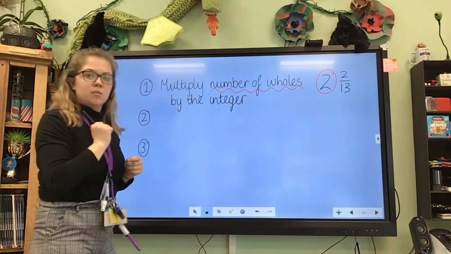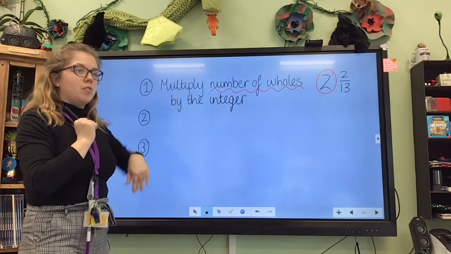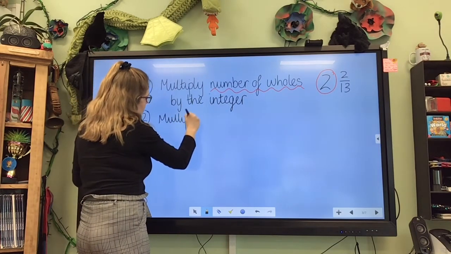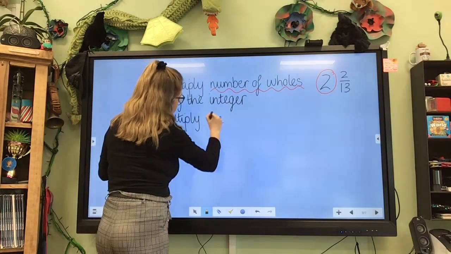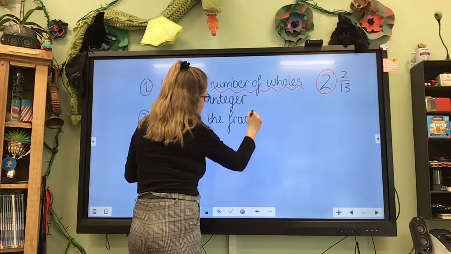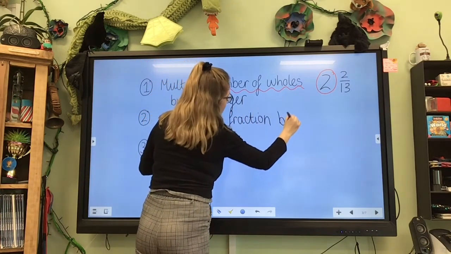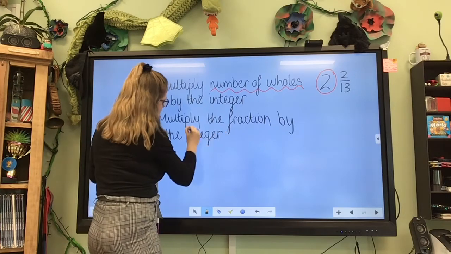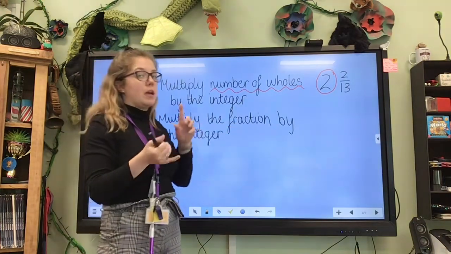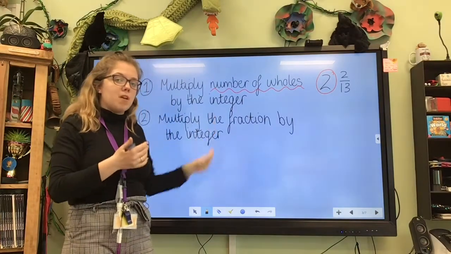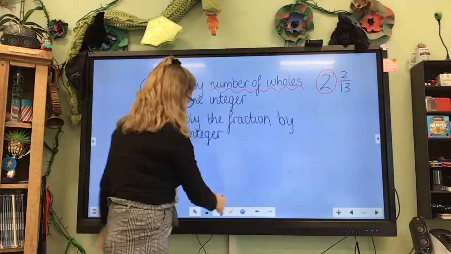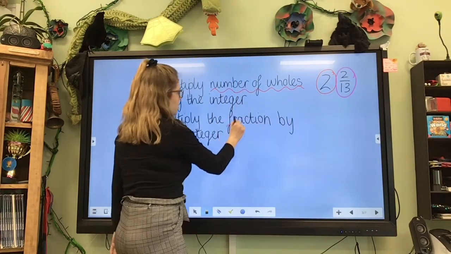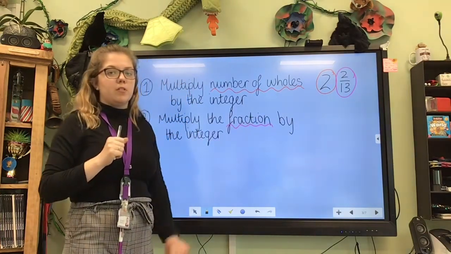What did we do next? Rewind the video if you need to. What was our step 2 though? Our step 2 was when we multiply the fraction by the integer. Yeah, and I've put fraction because we know that could mean a unit fraction, a non-unit fraction, whatever it may be. You are multiplying the remaining fraction, or the part that's left over, in step 2.